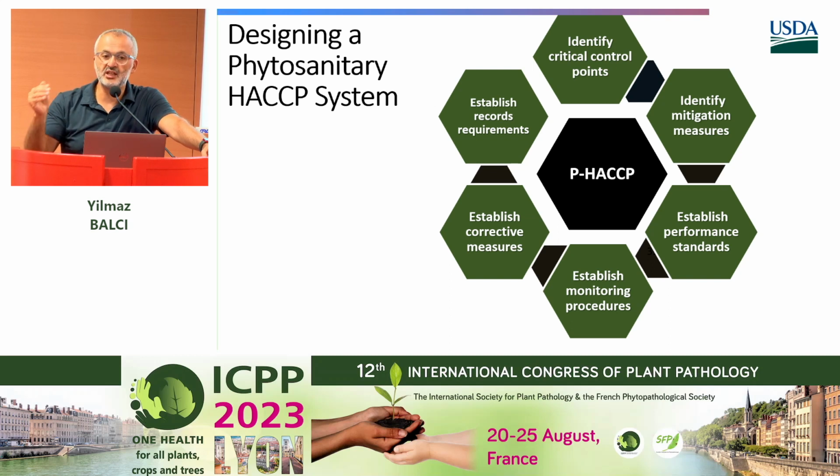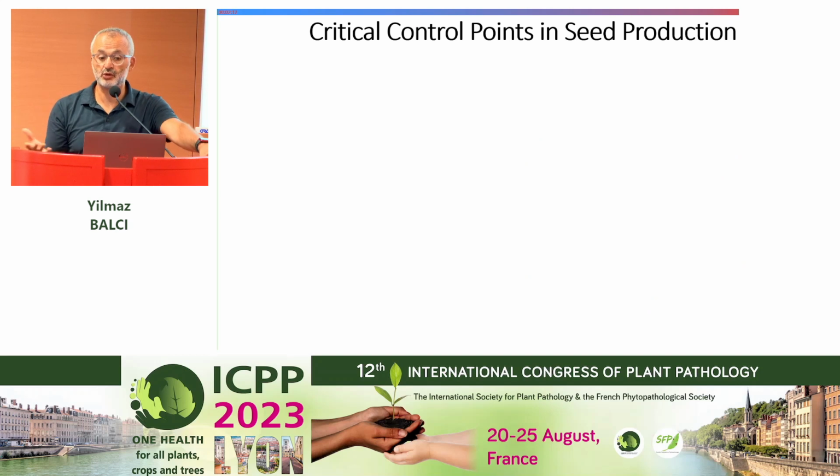And then you would determine what methods and tools you accept, that you think are working well. So you establish those performance standards, and then you need to establish monitoring procedures to make sure that this is indeed working. If things go wrong, you need to establish corrective measures, who is doing what and how it's being done. And then at the end, you want to have a good record system so that if NPPO or someone asks, you can go through the whole production system and find out where things went wrong. So that's HACCP. And we are using this to develop our critical control points.